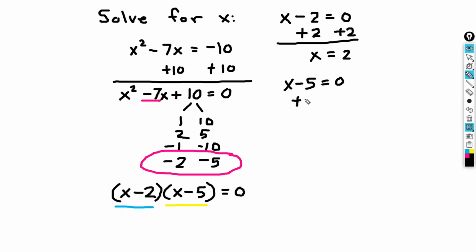And I'll add 5 to both sides. And I'll get x equals 5. So my two solutions are x equals 2 and x equals 5. And again, those are the two spots where this parabola would cross the x-axis on the graph.